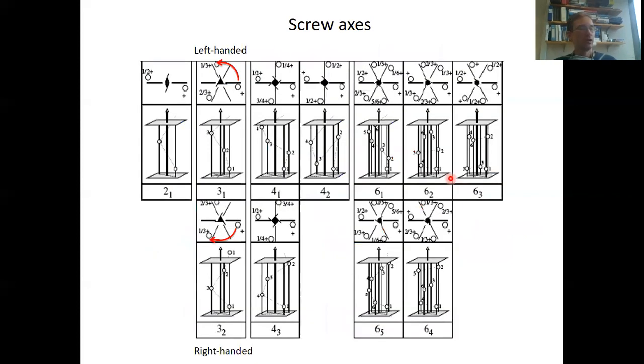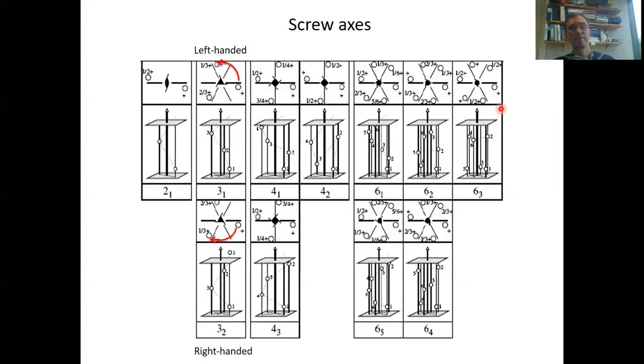Okay, so now in addition to glide planes, we also know what is called screw axes. And in a screw axis, a rotation is combined with a translation. Now we have learned that we can only rotate by 180 degrees, 120 degrees, 60 degrees, or 90 degrees, because only 2-fold, 3-fold, 4-fold, and 6-fold rotational symmetry is allowed.